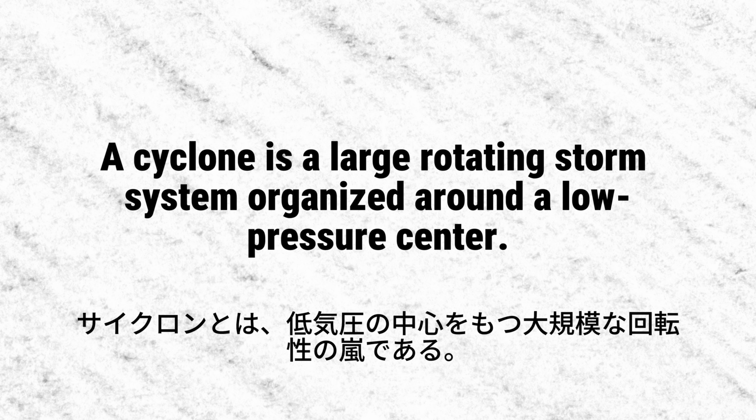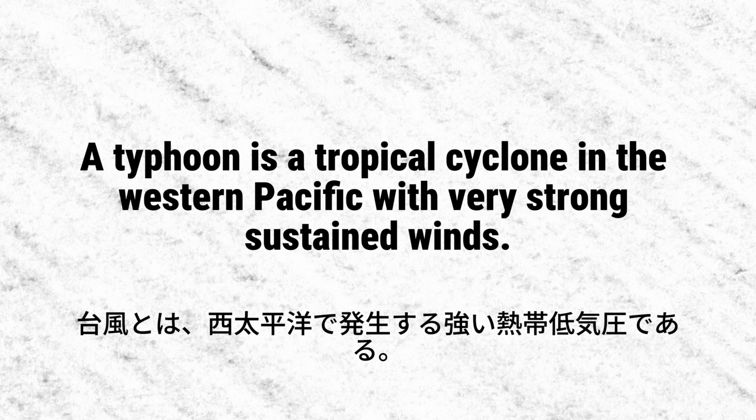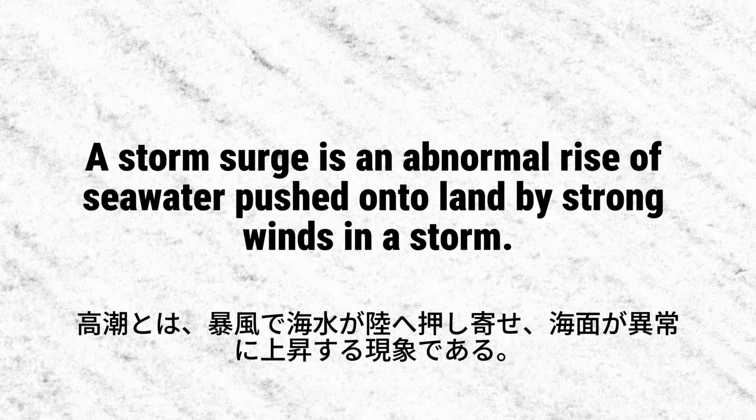A cyclone is a large rotating storm system organized around a low-pressure center. A hurricane is a tropical cyclone in the Atlantic or Eastern Pacific with very strong sustained winds. A typhoon is a tropical cyclone in the Western Pacific with very strong sustained winds. A storm surge is an abnormal rise of seawater pushed onto land by strong winds in a storm.